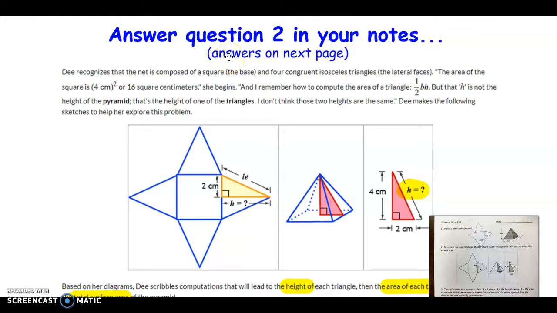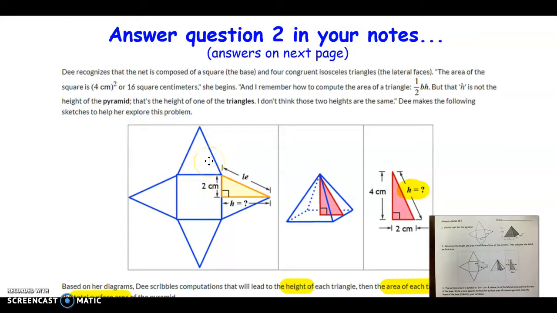So question 2 in our notes is asking us to determine the height and the area of each lateral face of the pyramid. And then we're going to calculate the total surface area. So D recognizes that the net is composed of a square base and 4 congruent isosceles triangles as the lateral faces. She knows how to find the area of a square. Since it's 4 centimeters by 4 centimeters, we know it would have an area of 16 square centimeters. 4 times 4 is 16.